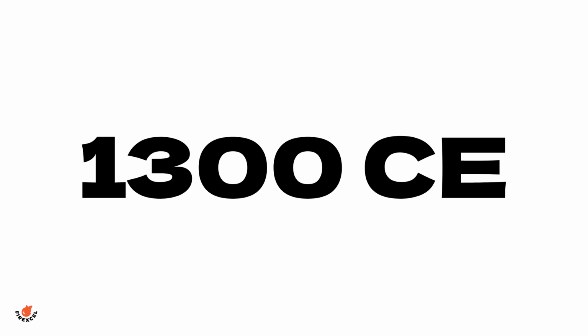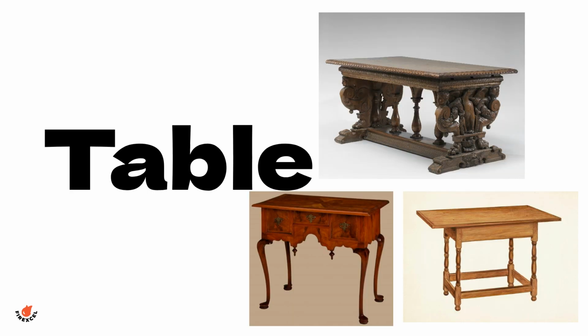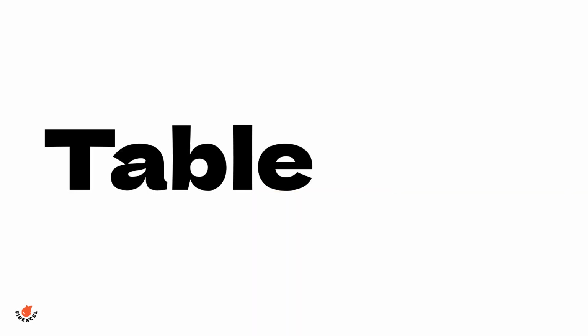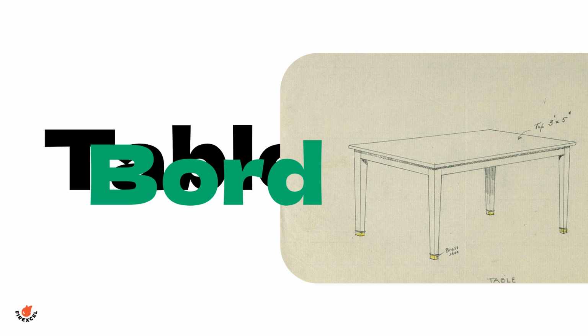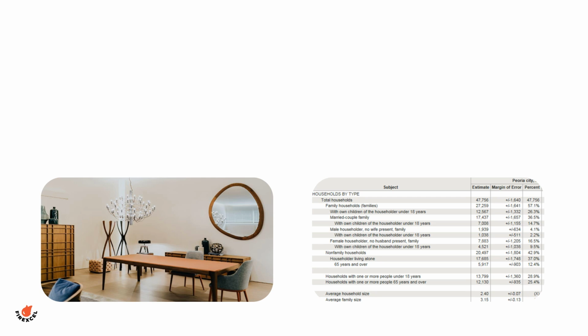Around 1300 CE, the word table focused mainly on furniture. The older English word for the piece of furniture had been board. Table came to mean the piece of furniture with a flat top on legs because the flat top was its defining part. A clear historical link between furniture and data comes from accounting.